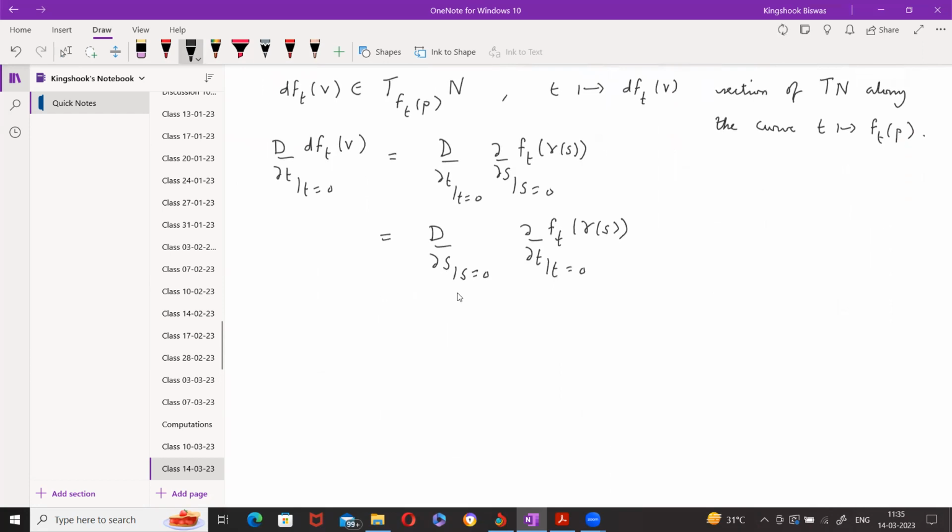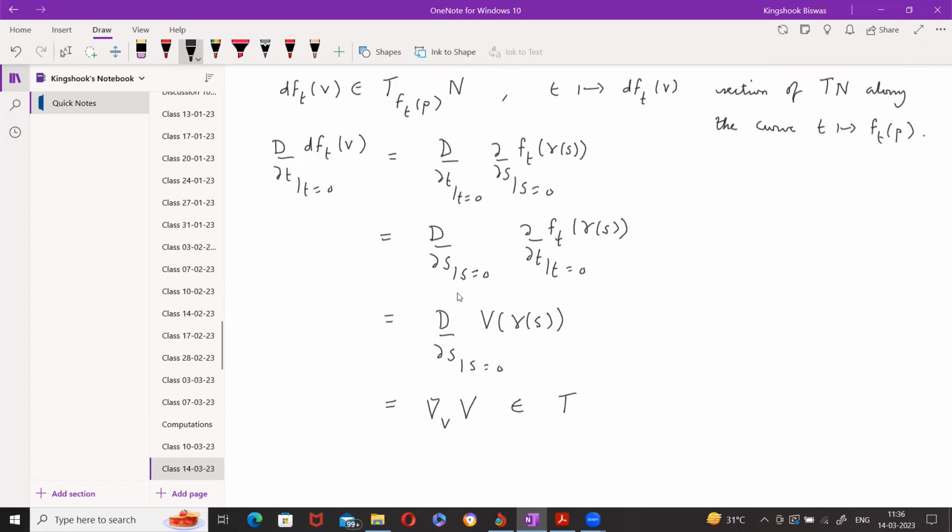So now what is del T at T equal to 0 of Ft of gamma S? That is nothing but V of gamma S, which by definition is my variational vector field V. So this becomes d del S at S equal to 0 of V of gamma S. By the compatibility with the connection, this is nothing but nabla sub V of capital V. Is that clear? Okay. So where does this belong?